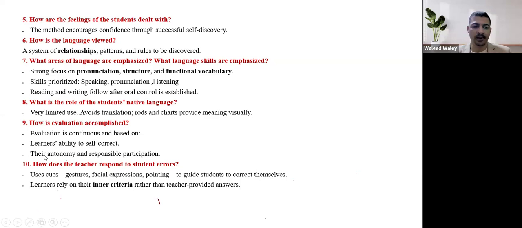How is evaluation accomplished? Evaluation is continuous and based on learners' ability to self-correct. And here, a crucial point, which is errors: the teacher uses cues, gestures, facial expressions, and pointing to guide students to correct themselves. So the teacher didn't correct the students' mistakes or errors. Yes, so this is everything about the Silent Way.